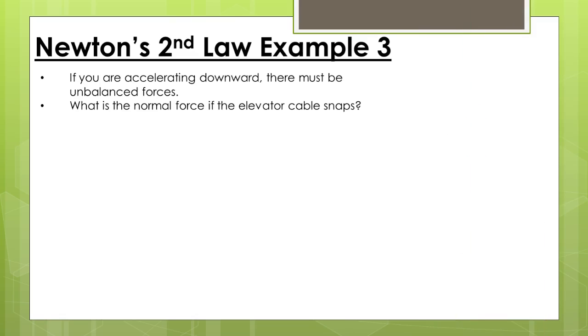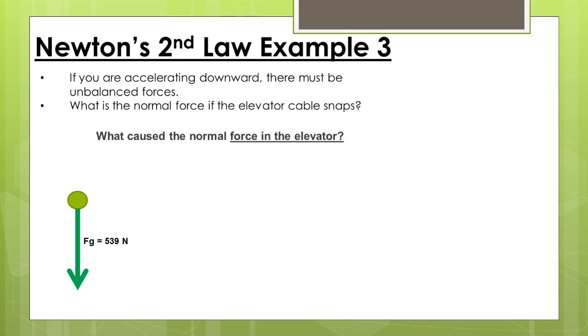If the cable snaps, we need to look at the forces involved. Gravity is always involved. There's no way to get around it. So we have the same man, 55 kilograms. We multiply by 9.8 to get his gravitational force. If we're looking at the force diagram for the man who's moving in the elevator, gravity's affecting him, and when he was standing on a surface, he had a normal force. The real question here is, what caused the normal force in the elevator?